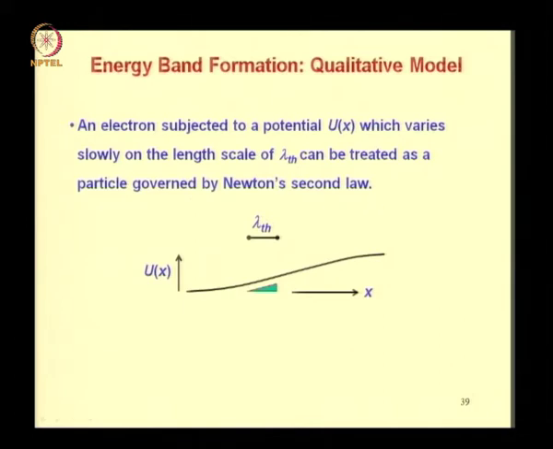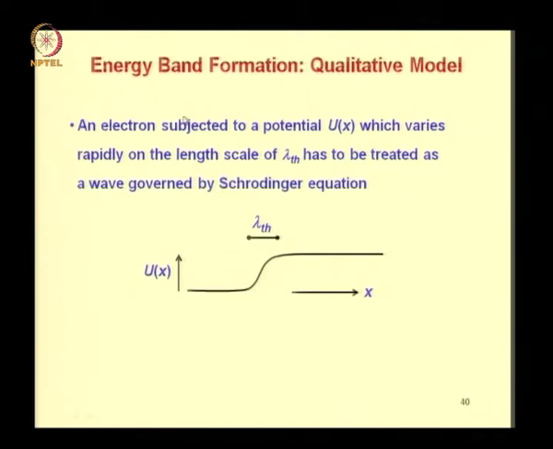Now as against this, an electron subject to a potential U(x) which varies rapidly on the length scale of lambda thermal has to be treated as a wave governed by Schrodinger's equation. Now this is an example of a rapidly varying potential over the lambda thermal length scale. So here you cannot treat the electron as a particle obeying Newton's laws.